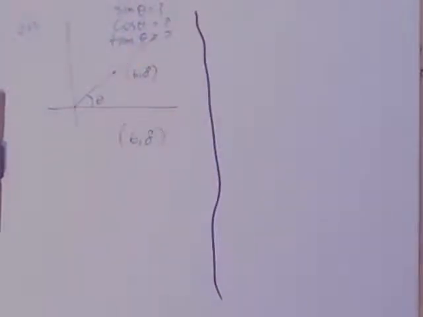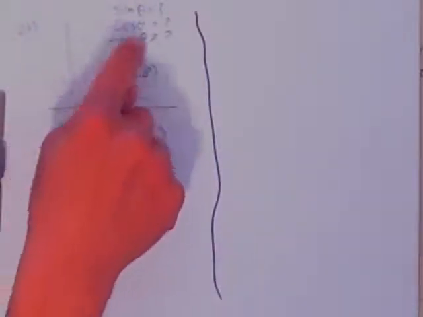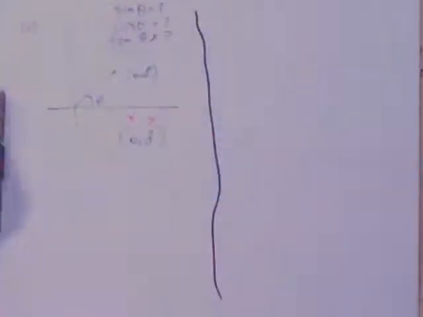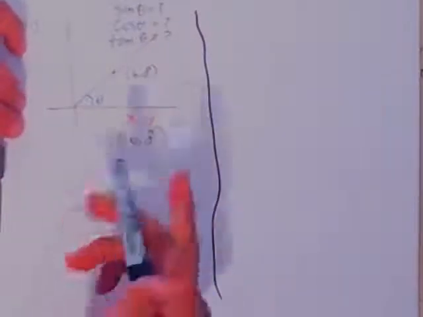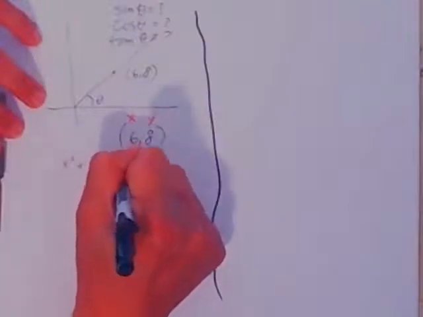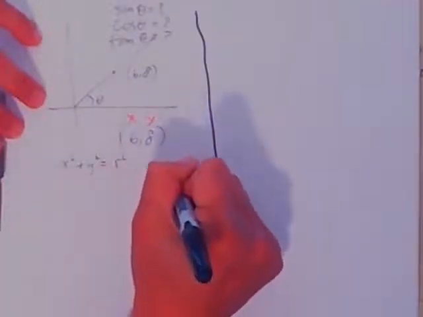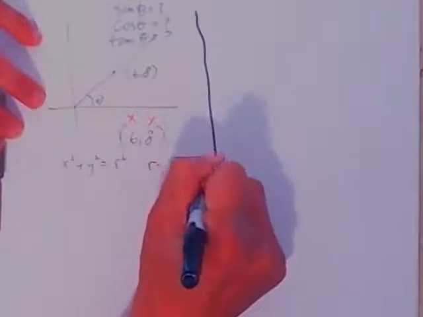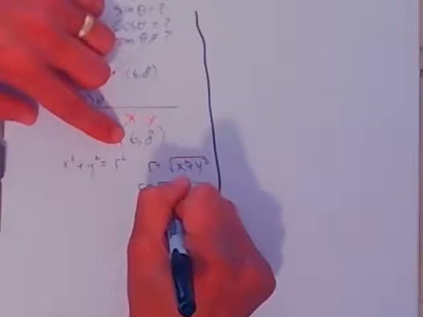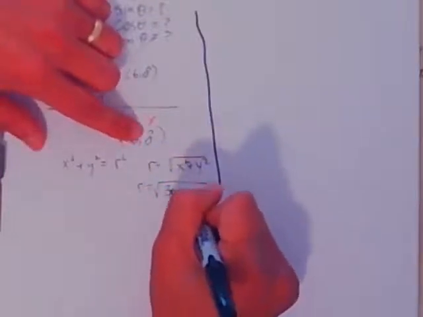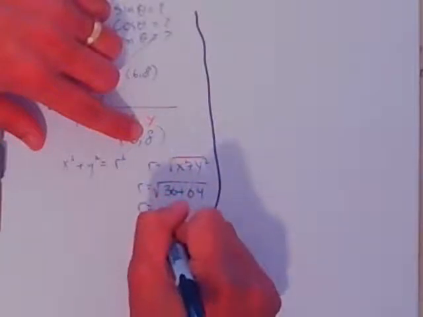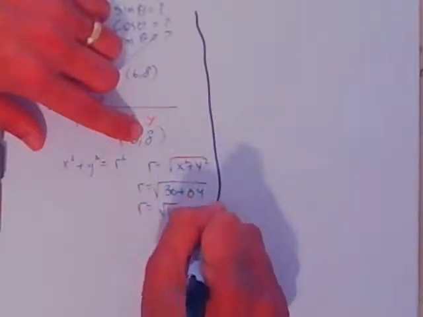So we do the same process all over again. It was just added one more step to it. Here's your x, here's your y. And of course, you have to find r. X squared plus y squared is equal to r squared, or r is equal to the square root of x squared plus y squared. Radius is the square root of 6 squared, 36, plus 8 squared, which is 64. 36 plus 64 is equal to the square root of 100, which is 10.